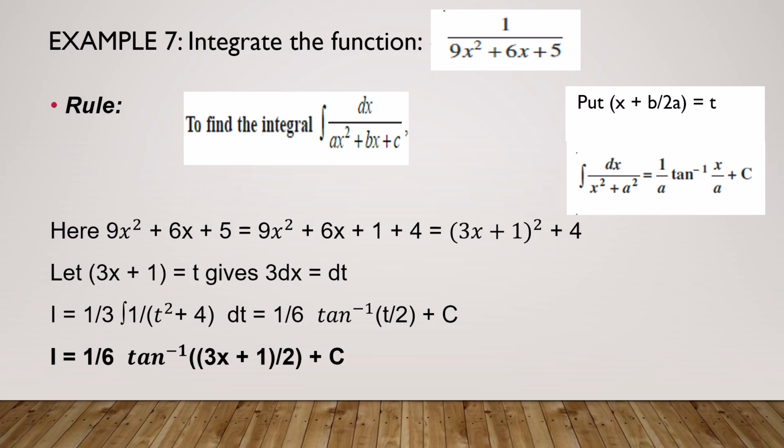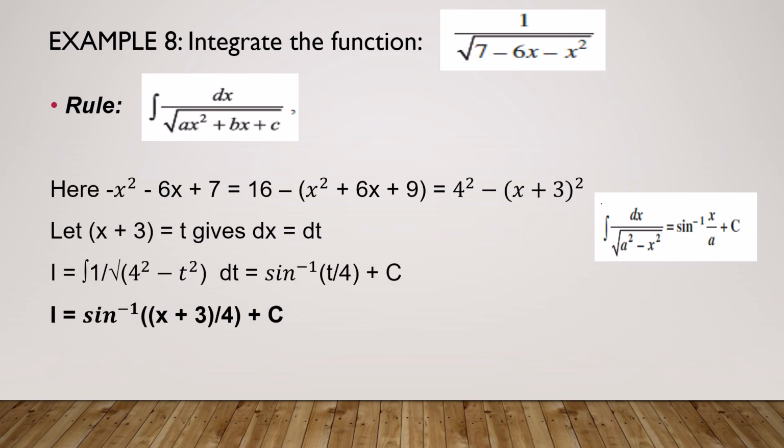So ultimately your answer is, integral is 1 upon 6 tan inverse of (3x plus 1) by 2 plus c. Next example, integrate the function 1 upon root of 7 minus 6x minus x square. Now this is of the type integral of dx upon root of ax square plus bx plus c. So now what do we do for this type of sums?